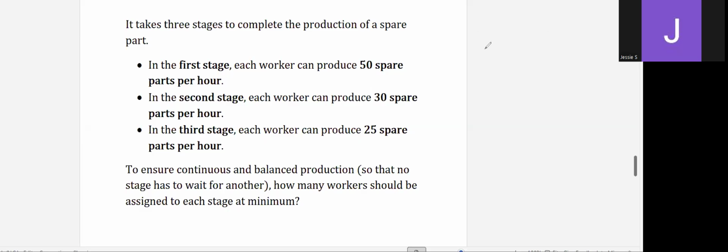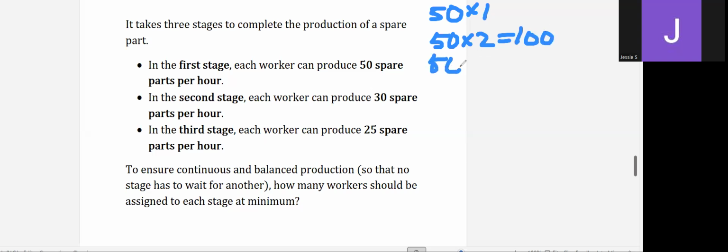Okay, so for the first stage, each person can make 50 parts per hour. If we have 2 workers for stage 1, we should be able to make 100 parts per hour. If we have 3 workers, they should be able to make 150 parts per hour, right? So the number can go on. We're not going to list all of them. Now let's look at stage 2.